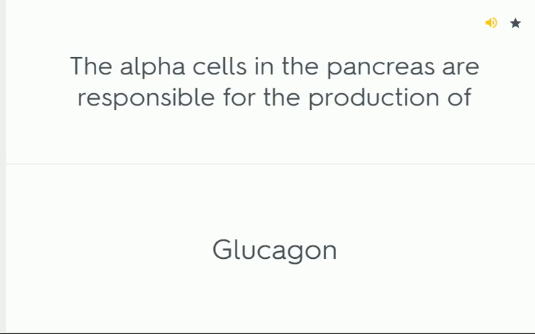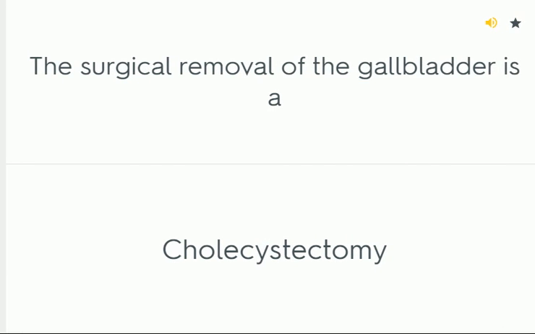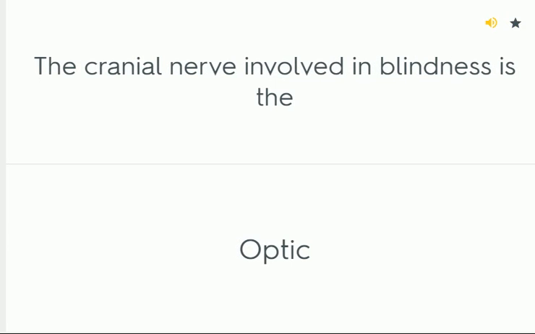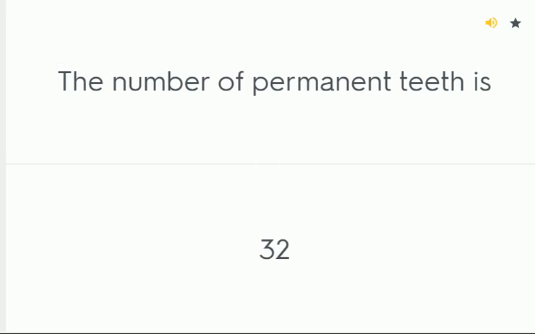The alpha cells in the pancreas are responsible for the production of glucagon. The surgical removal of the gallbladder is a cholecystectomy. The cranial nerve involved in blindness is the optic. The number of permanent teeth is 32.